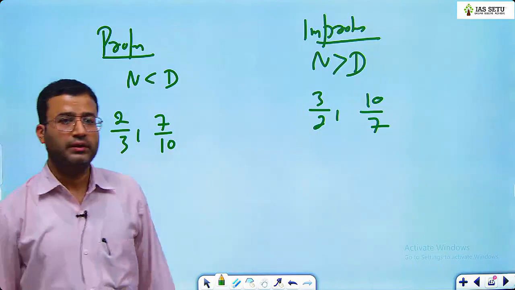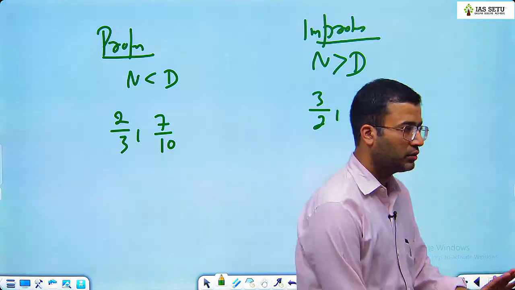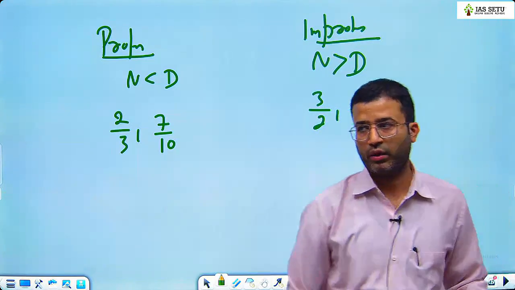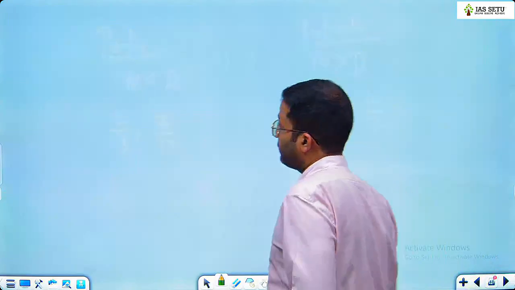ओके, क्लियर? प्रॉपर इम्प्रॉपर, क्योंकि टाइप 3, टाइप 4 इसी के ऊपर बेस है. नेक्स्ट इज टाइप 3.